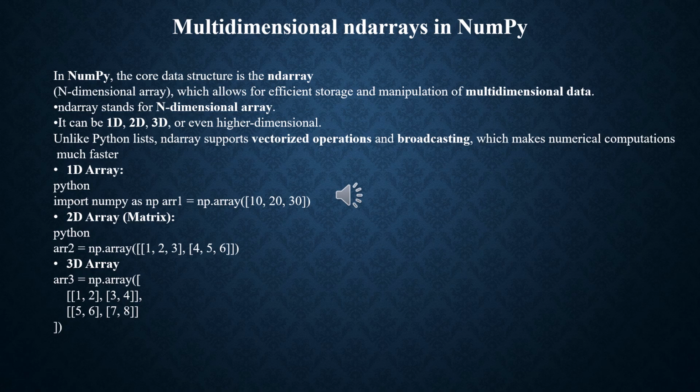For the 1D array we can see the example of 10, 20, 30. The 2D array is 1, 2, 3, 4, 5, 6 and the 3D array is 1, 2, 3, 4, 5, 6, 7, 8. Like this you can create multi-dimensional ND arrays.